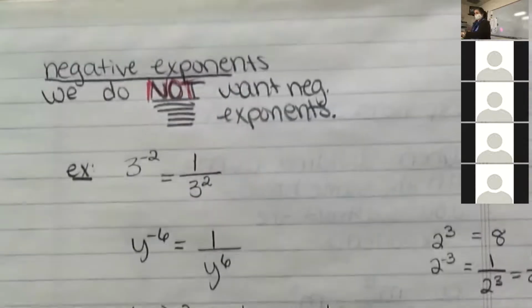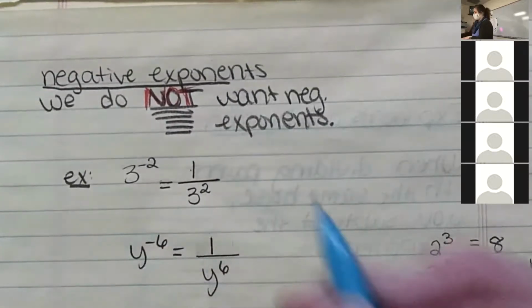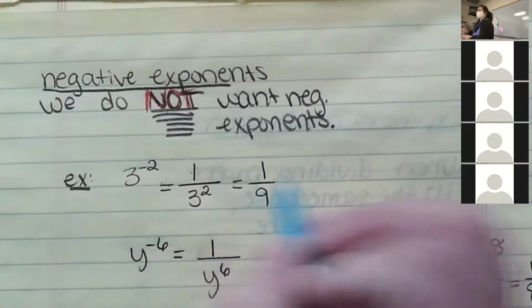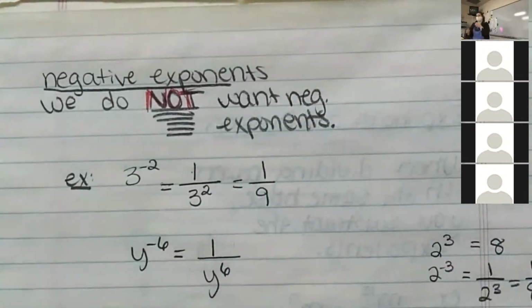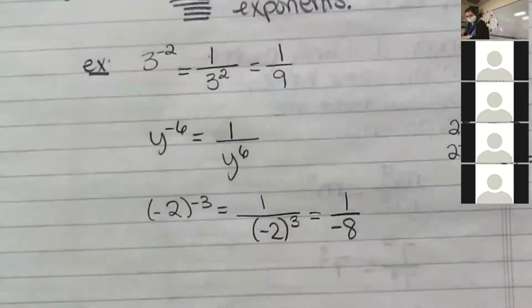Okay, so if we went back and we looked up here, could I simplify this one a little bit more? Yeah, what would that one end up being? 1 over 9. Yep, 1/9. Okay, but can I simplify the y to the 6? No, because I don't know what y is. Yeah, exactly.